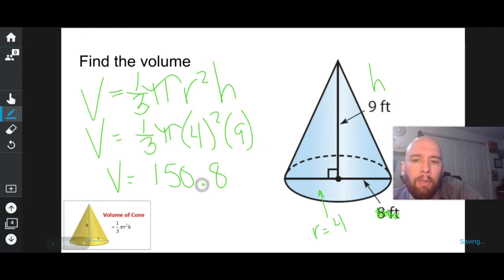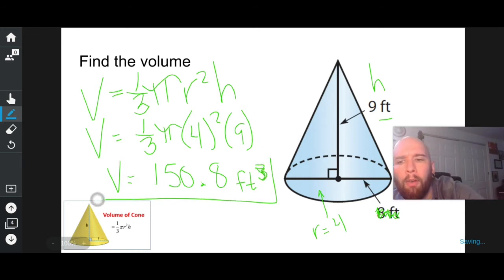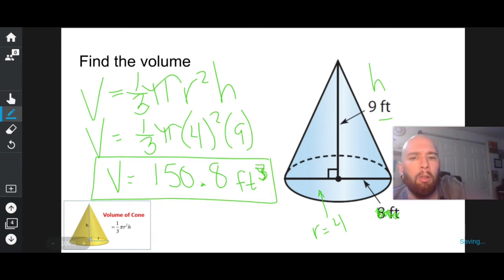My unit of measure was feet, so I'm going to say feet cubed because, again, we're talking about volume, and volume has to do with 3-dimensional figures, 3-dimensional like a cube. Ice Cube, the rapper.